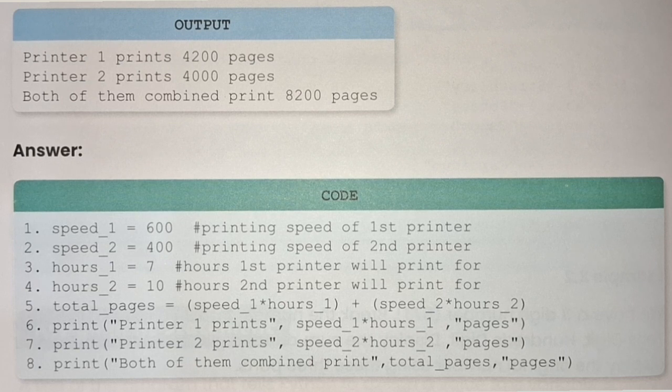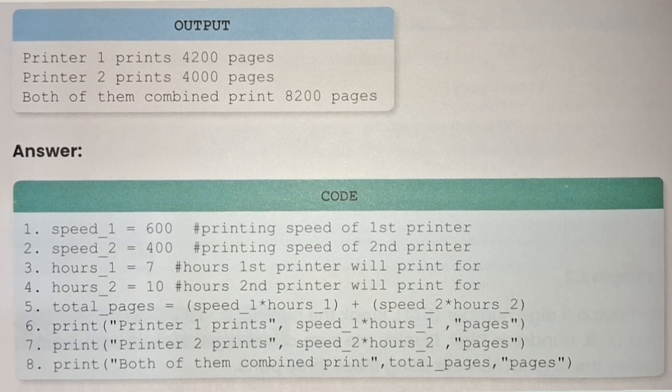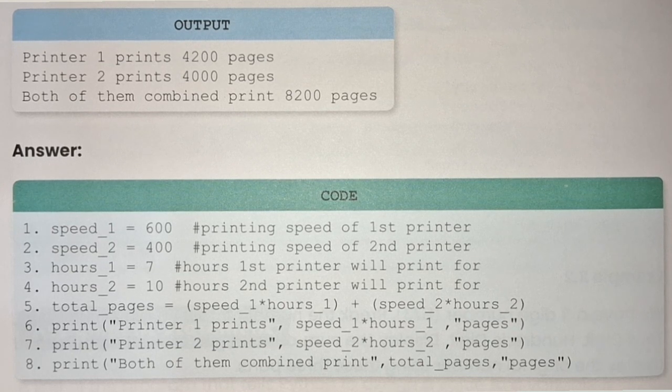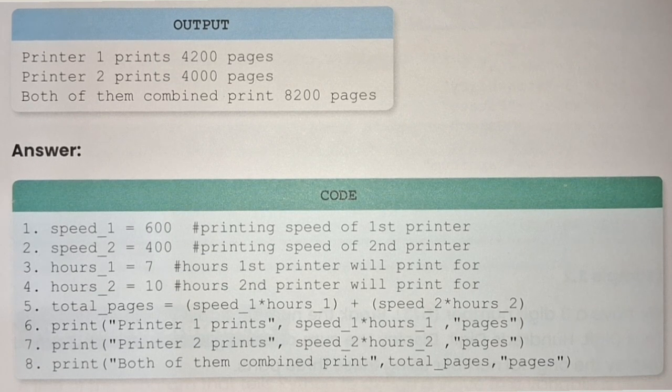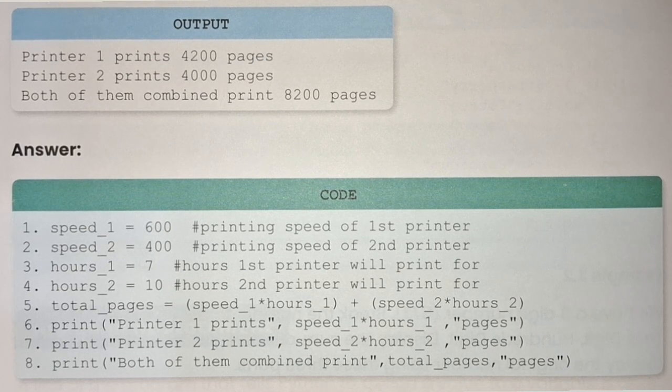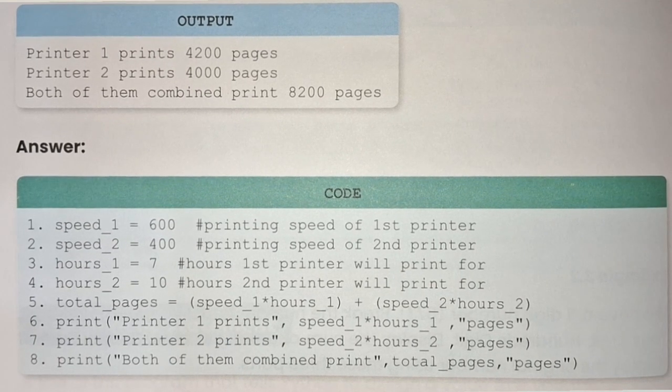Print "Printer 1 prints", speed_1 * hours_1, "pages". Print "Printer 2 prints", speed_2 * hours_2, "pages". Print "Both of them combined print", total_pages, "pages".